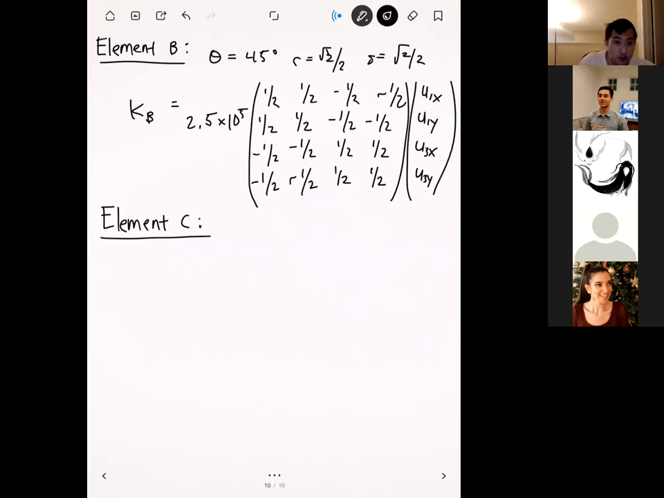Right. And so element C here is already horizontal, right? So in this case, theta is going to be 0, because we didn't have to perform any rotation. And so our cosine here is just going to be 1, and our sine here is just going to be 0, okay? Because we're going to do sine of 0, which is just 0. And so Kc here is going to be 5 times 10 to the fifth, because that's the result of AE over L. And then we're going to write out the result of performing all of those arithmetic.